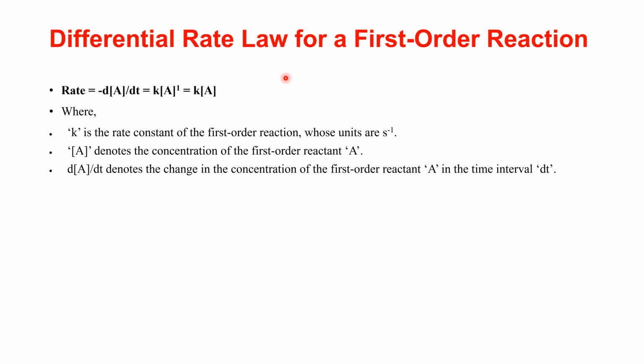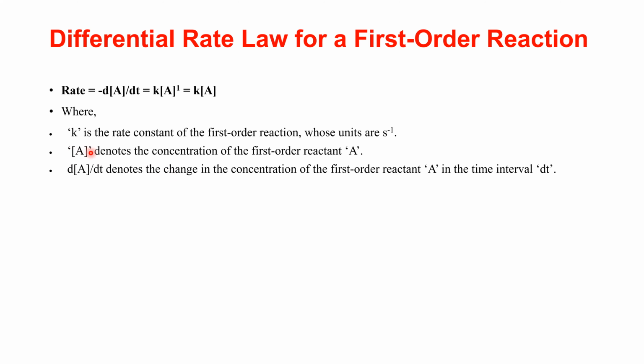Now the differential rate law for a first order reaction is basically this. Here you can see what these values are mentioning. It could be a first order or second order reaction, but I am explaining with this first order reaction what each symbol is mentioning. So k is the rate constant of the first order reaction whose units are per second, because this is relative to time, the concentration of the reactants with the time.